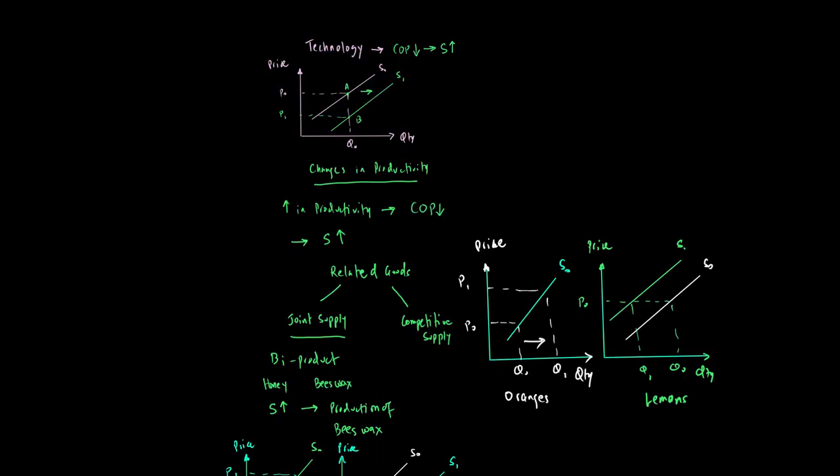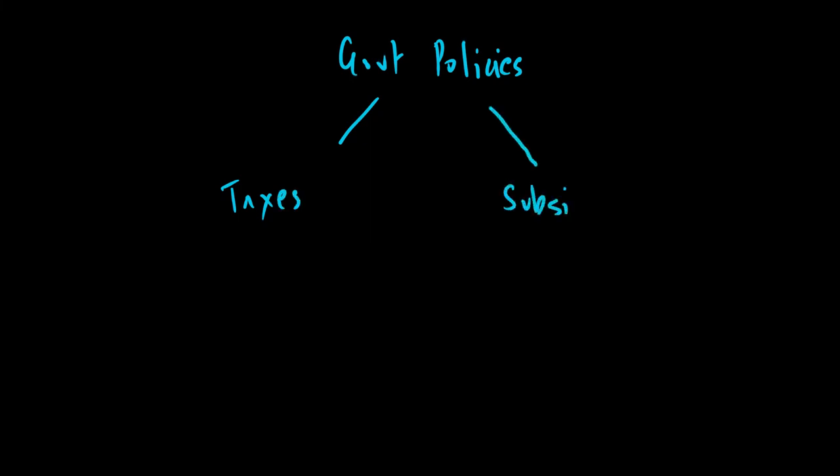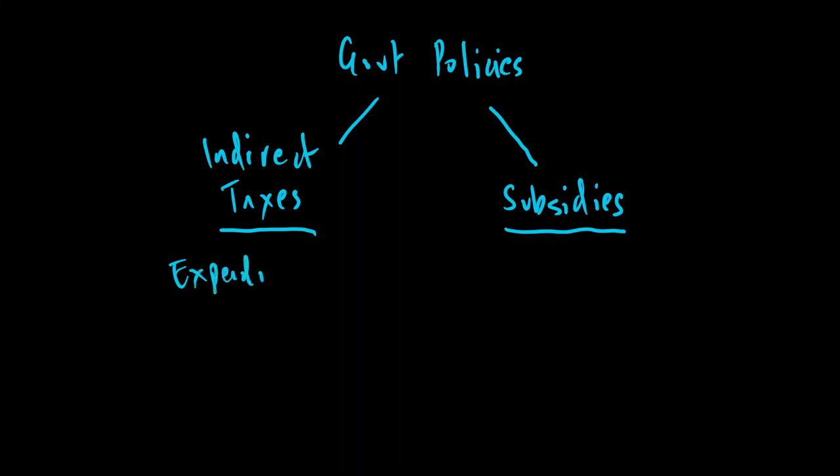Lastly, guys, government policies also play a role. Government policies can be looked at in two ways. Number one is the policy of taxes, and we will have a longer discussion later on. And there are also policies of subsidies. What are taxes? I'm talking about indirect taxes mainly, because direct taxes are on income. Indirect taxes are taxes on expenditure. Whenever we put an indirect tax, we put it on a producer, and that results in the cost per unit going up.